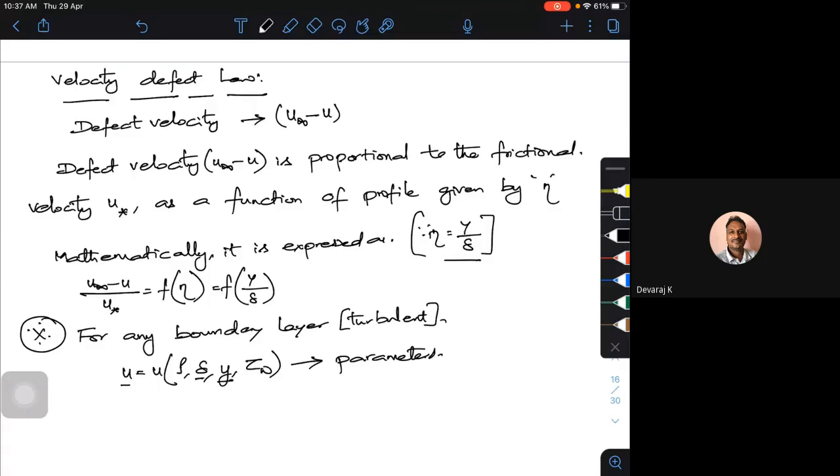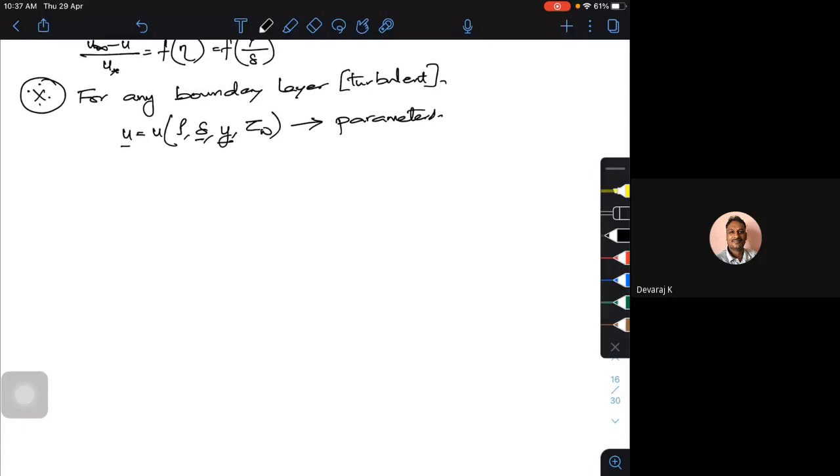Next we have one more, the last topic, called Prandtl's universal velocity distribution. Some equations: the velocity distribution equations.